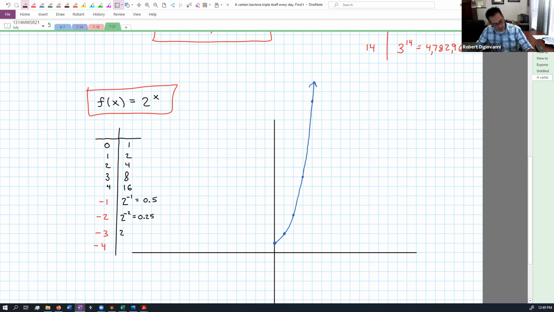Let's keep going. 2 to the -3. 0.125. One more. 0.0625.